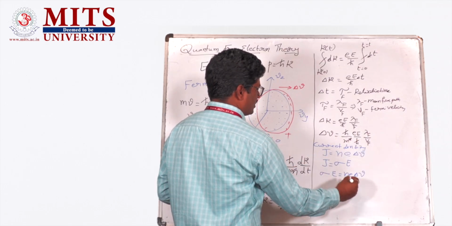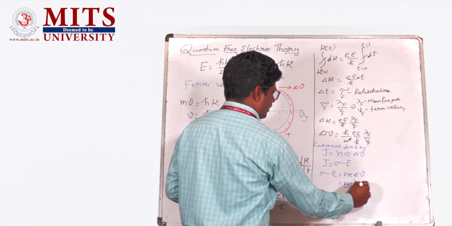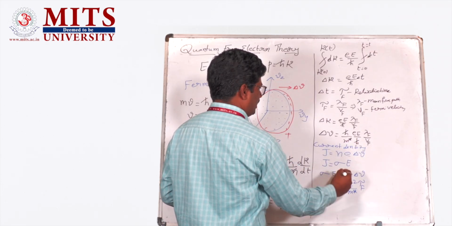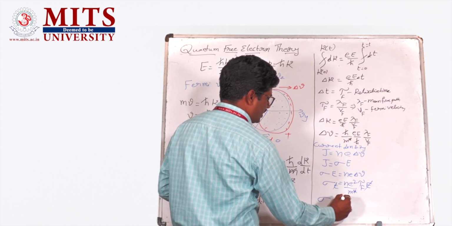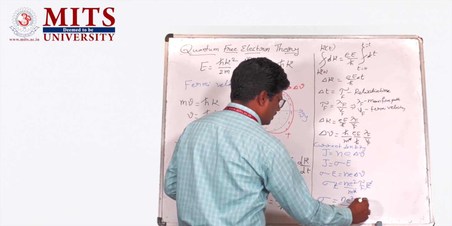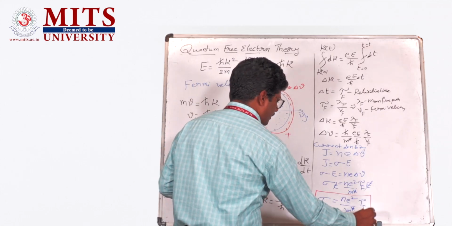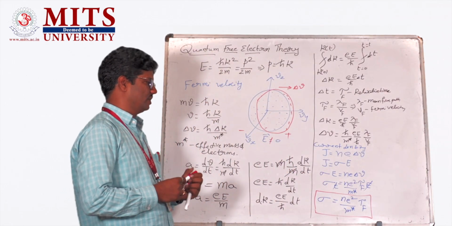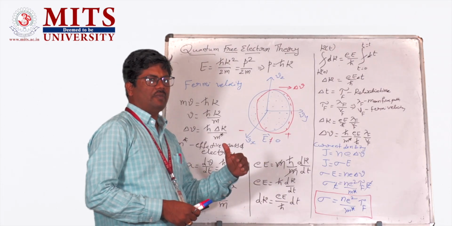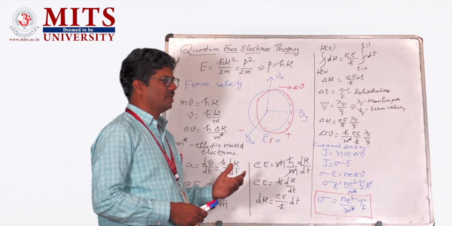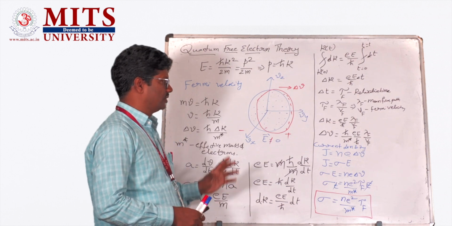So h cut cancels, E is already there, so Ne square by m star, and this is nothing but tau f. So E gets cancelled, so what is the conductivity of these electrons: sigma is Ne square by m star into tau f. So this is your conductivity of electrons based on quantum free electron theory. Here the conductivity depends on number of electrons and the mean lifetime. Tau f is relaxation time or mean lifetime. It defines the time taken by the electrons between two collisions, and the mean free path is the average distance traveled by electrons before collisions. So this is the conductivity of the quantum free electron theory.